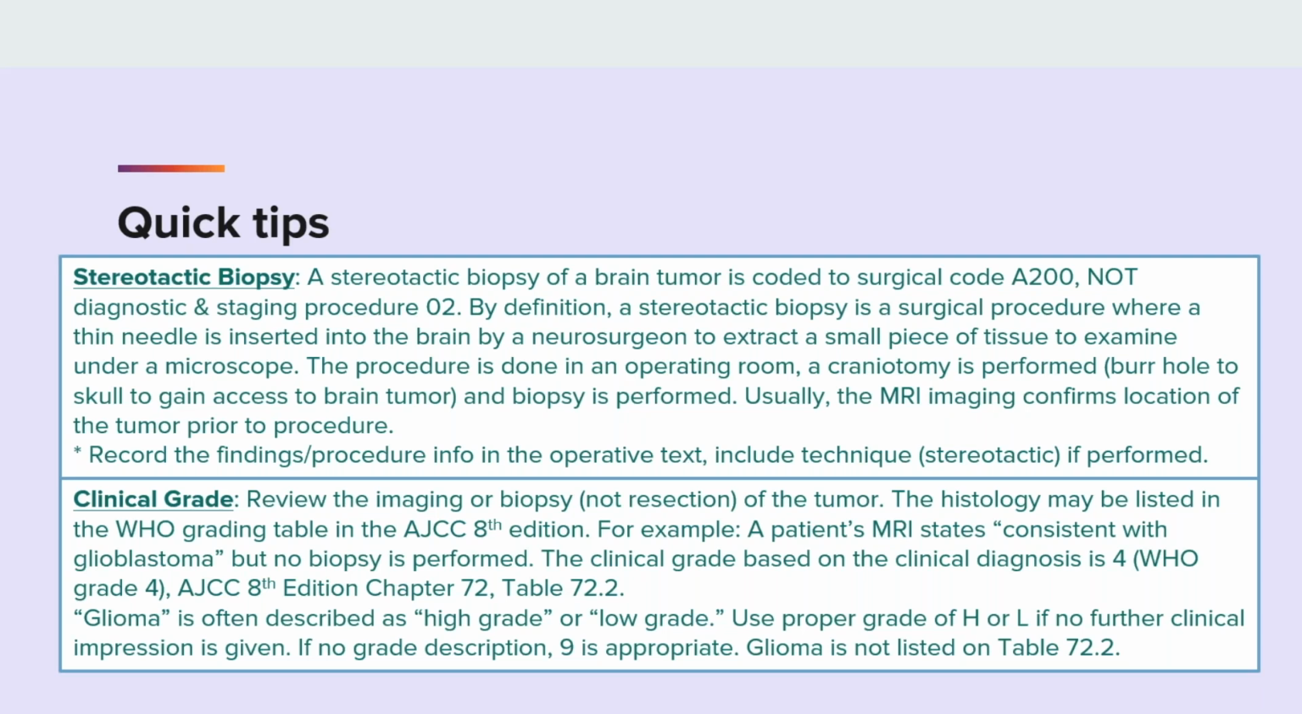A craniotomy is performed, a burr hole in the skull to gain access to the brain tumor, and a biopsy is performed. Usually, the MRI imaging confirms the location of the tumor prior to the procedure. So if we have this, we record the findings and the procedure info into the operative text, and we include the technique, such as stereotactic, if it's performed.